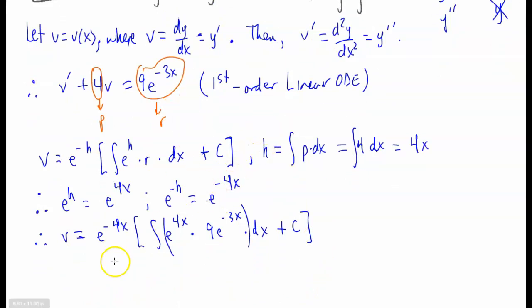So once that's done here, we have e raised to the minus 4x. Of course, if we simplify what's going on in here, we'll have 9 times the integral of e raised to the x dx plus this constant, because 4x minus 3x gives us just 1x.